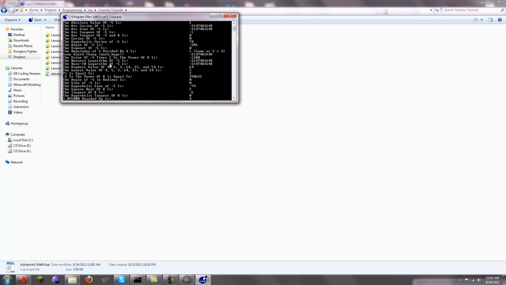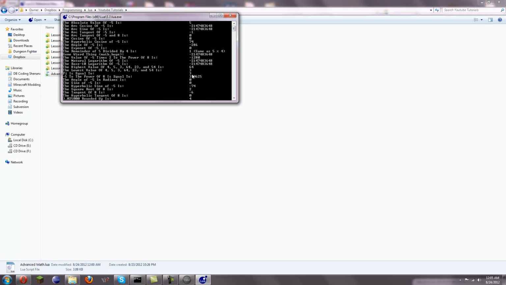The natural logarithm, again, don't know what that is, of -5 is that number. And apparently, the base 10 logarithm of -5 is also that number. I don't know what that is. The highest value of 4, 5, 3, 64, 23, and 54 is obviously 64. The lowest value of 4, 5, 3, 64, 23, and 54 is 3, obviously.